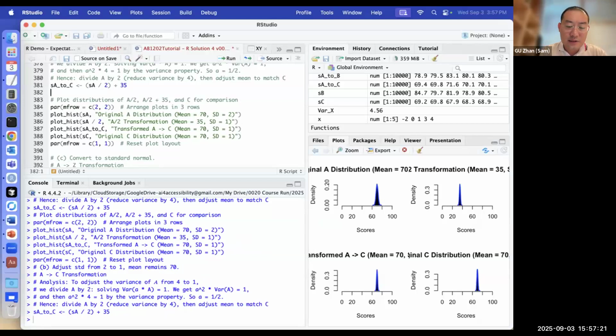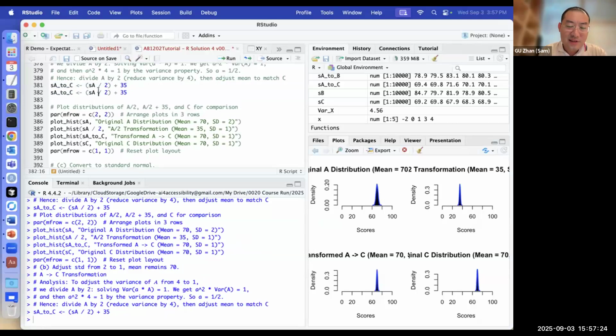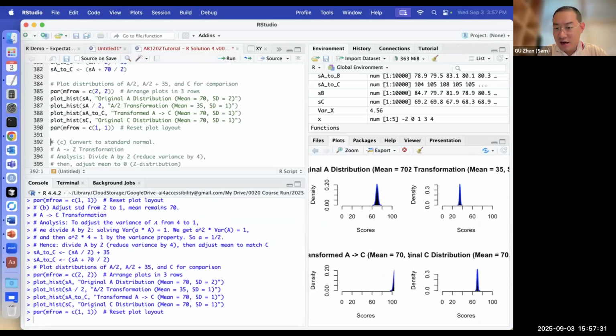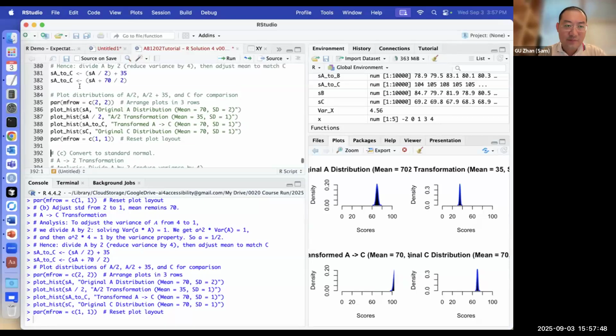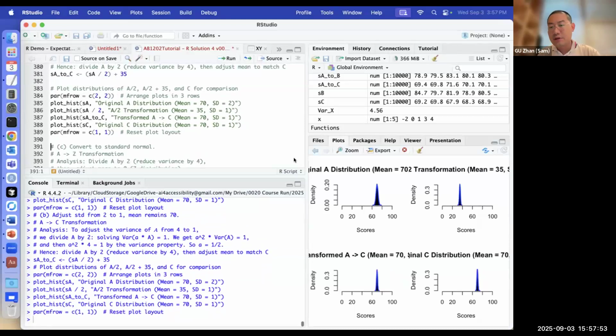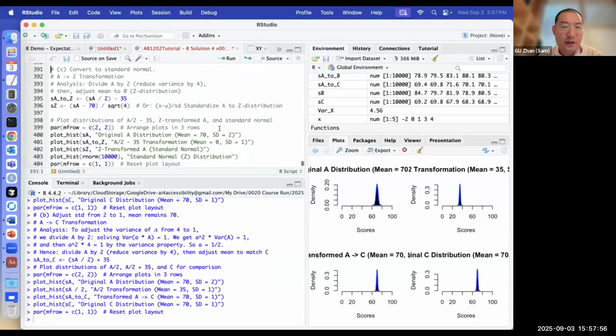You can also do this: plus 70 first, then divided by this. You should get the same result. Use the original one, this one, so the visualization will be better.